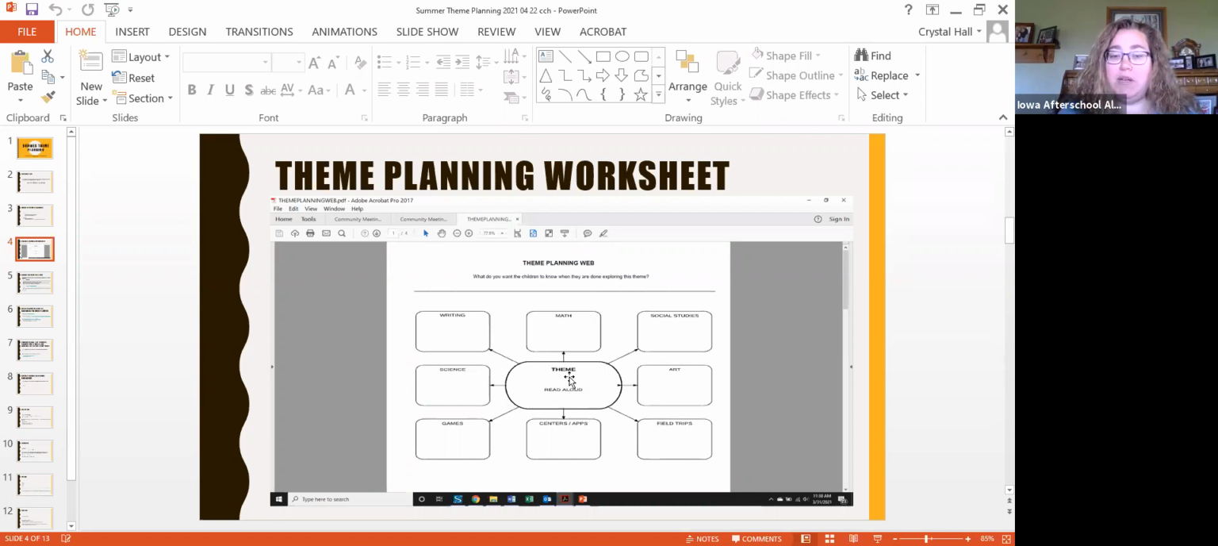But you can see right in the middle of the document here is the theme. And this one is preloaded with an example of a read aloud. So then what you'll want to think about, and these are some predefined categories, but you could always add additional boxes to this web as well. So when you're thinking about your theme or your read aloud in this particular situation, how might you incorporate math, social studies, art, a field trip possibility, centers or apps, games, science, and writing?